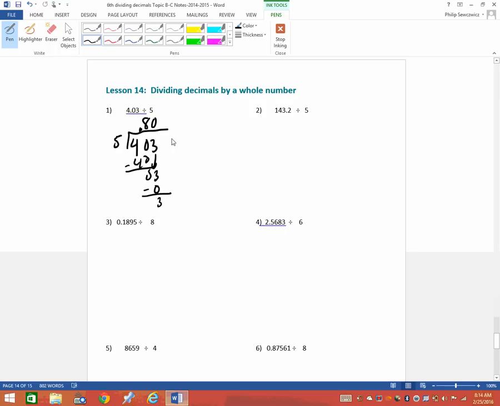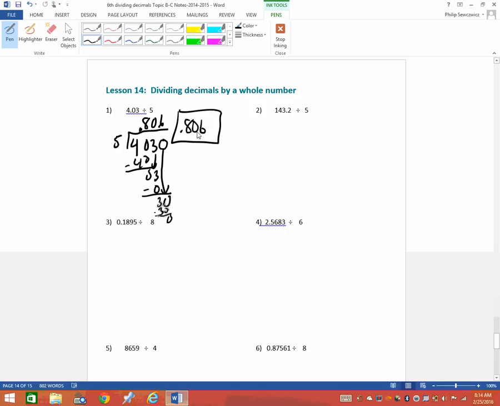I can't just stop. I'm to the right of the decimal. Remember, the decimal was there. So if I add a 0, it doesn't change anything. Add your 0, bring it down. How many groups of 5 can you take out of 30? It's 6, and I celebrate because there's no remainder. And there's my answer, 806 thousandths.